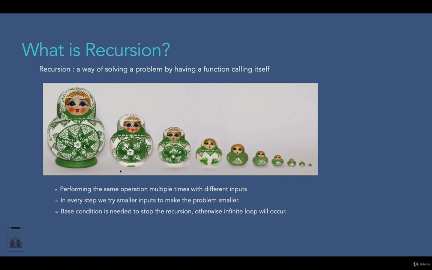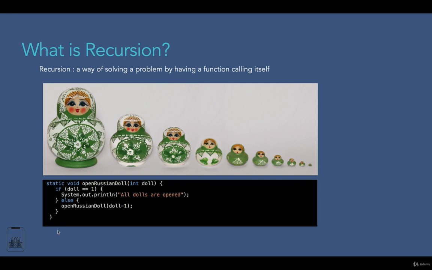So let's convert this Russian doll example into code and see how we can express it in computer science. This is our method, which we have created in Java. As you see, we have provided a base condition here. The base condition is when we reach 1. We stop here, saying that all dolls are open. In other cases, we call this open Russian doll method recursively, each time with a smaller input. So it will call itself until we reach 1. This is how the method of opening Russian dolls can be written in Java.